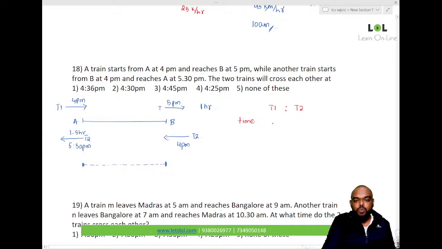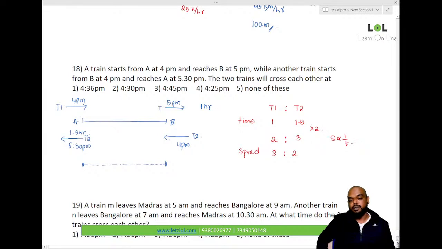So train 1 takes 1 hour. Train 2 takes 1.5 hours. If you don't want the decimal, multiply both by 2. What do we get? 2:3 is the time ratio. Can anybody tell me what the speed ratio will be? 3:2, because we know that speed and time are inversely proportional to each other. If the time ratio is 2:3, the speed ratio is 3:2.